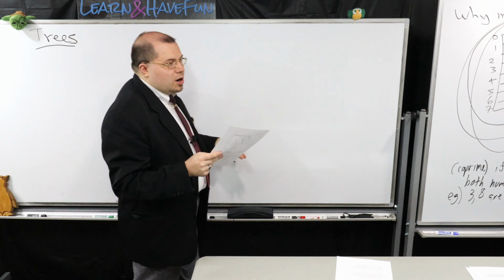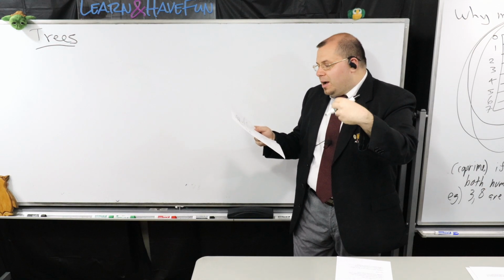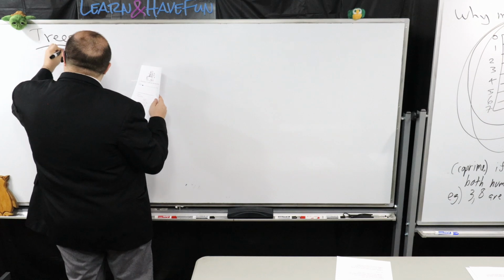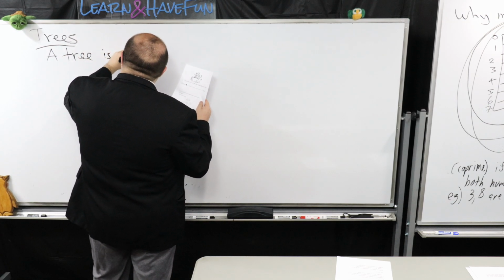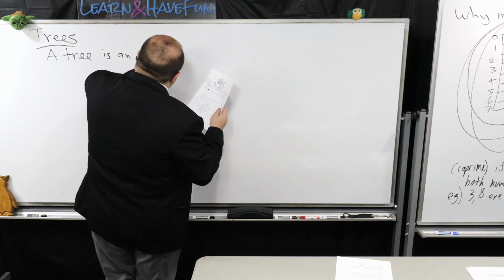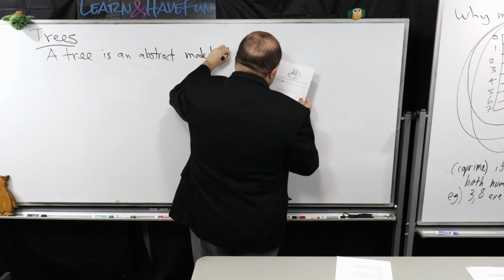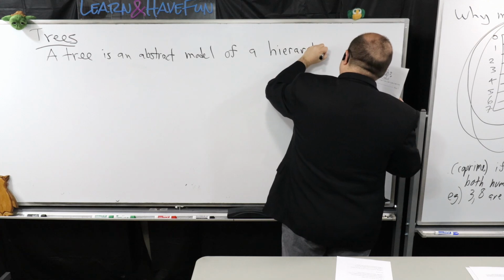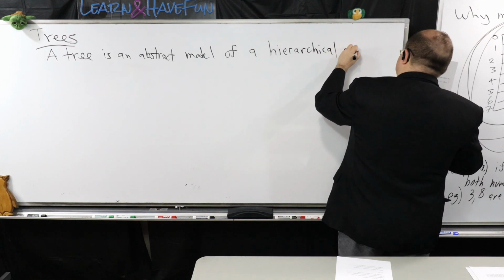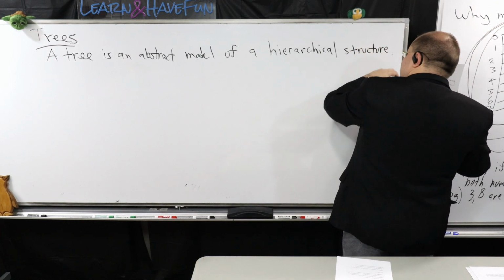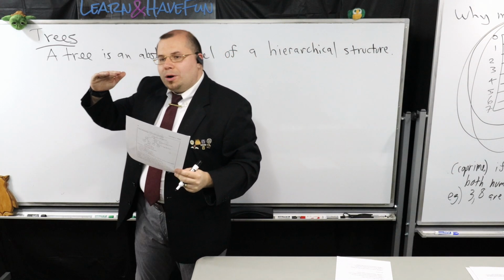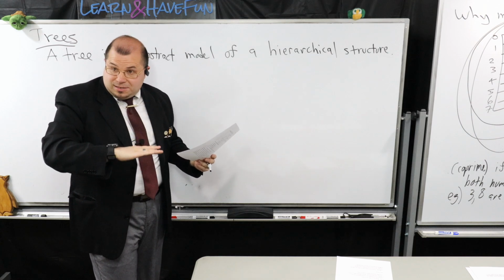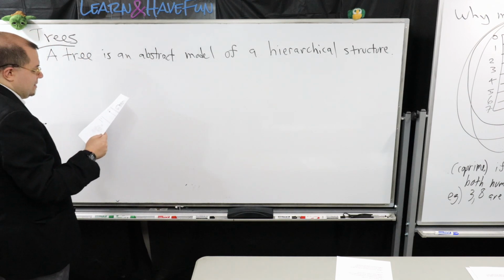The first thing you need to know is that a tree is an abstract model of a hierarchical structure, so a hierarchy. That's my big fancy word for the day. Hierarchical structure. For those that aren't familiar with this word, it simply means that you have organization based on ranks, for example, or it comes in layers. I'll give you an example in a moment.